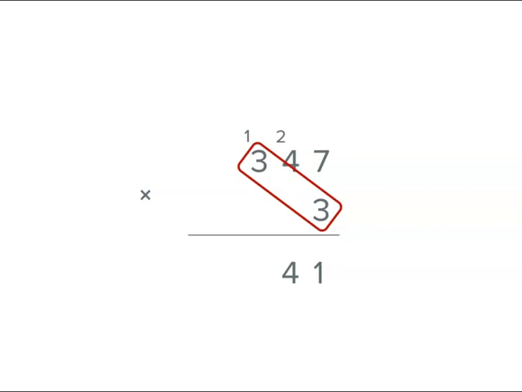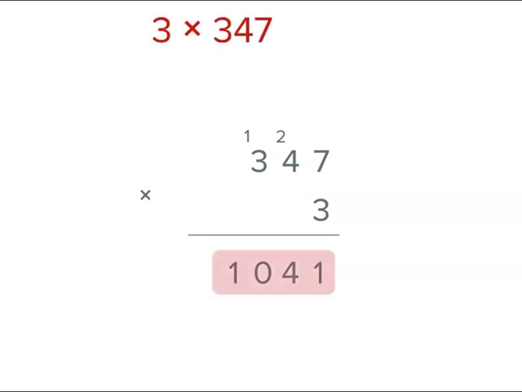So 3 threes are 9 of the hundreds, but remember we regrouped some tens, so we've actually got 9 plus 1 that we're adding on, and that means there's 10 of the hundreds. Now we can write that like that because the 10 of the hundreds is like 1 of the thousands, and that's sitting in the correct place now. So 3 times 347 equals 1041. It's the same answer that we got when we solved it using the area method.